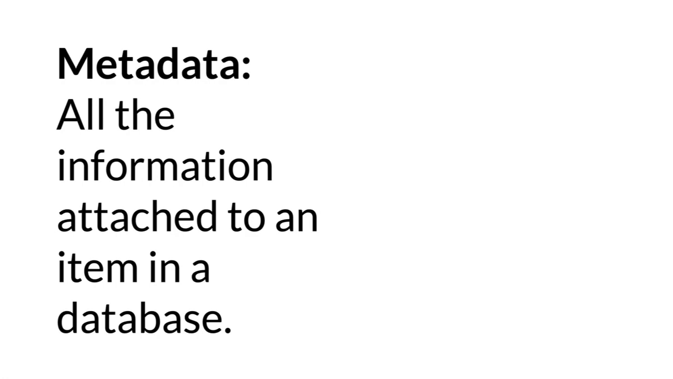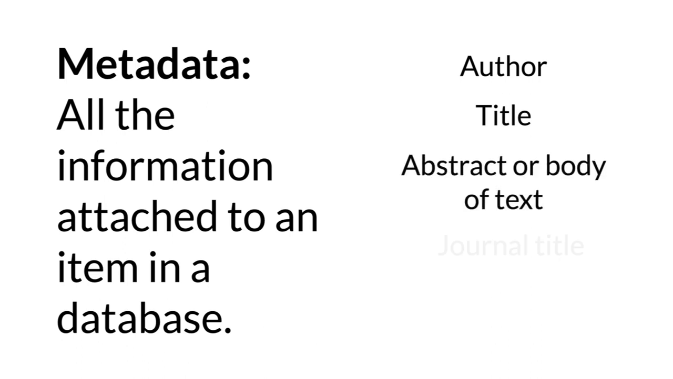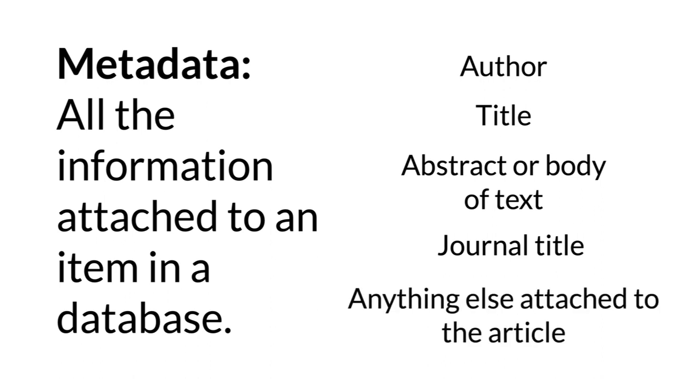The first concept you need to understand for keyword searching is metadata. Metadata is all of the information attached to an item in a database. For an article, this data includes things like author names, article titles, abstracts and article text, journal title, and basically any other catalog information attached to an article. That means when you run a keyword search, any articles with your keyword or keyword phrase anywhere in the attached metadata will show up in your search results. This is a broad, somewhat unfocused way to conduct a search because it will bring up all kinds of things that you might not be interested in.